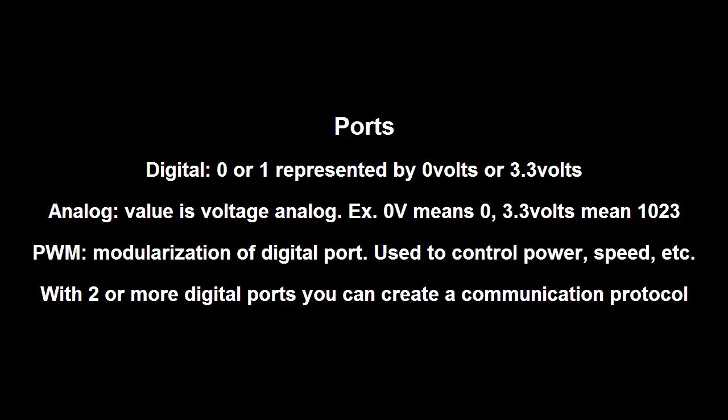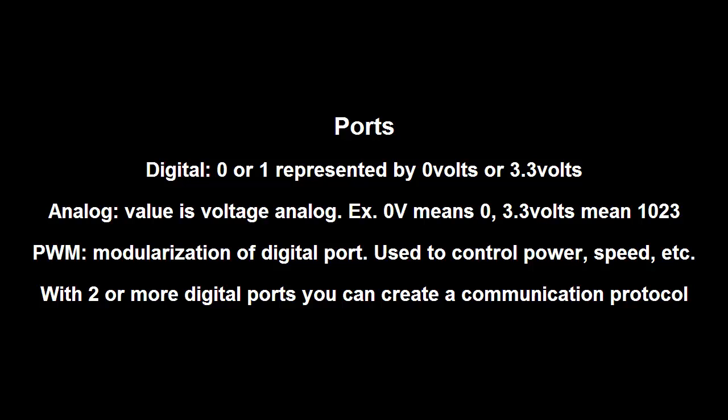With digital ports, you are going to read or write 0 or 1, turning the port on and off, and it will be represented by the voltage: 0 volts, or 3.3 volts if the port is turned on. We don't have any kind of analog port in the Raspberry Pi GPIO, so if you need to read some analog sensor, you need to buy an external analog converter.